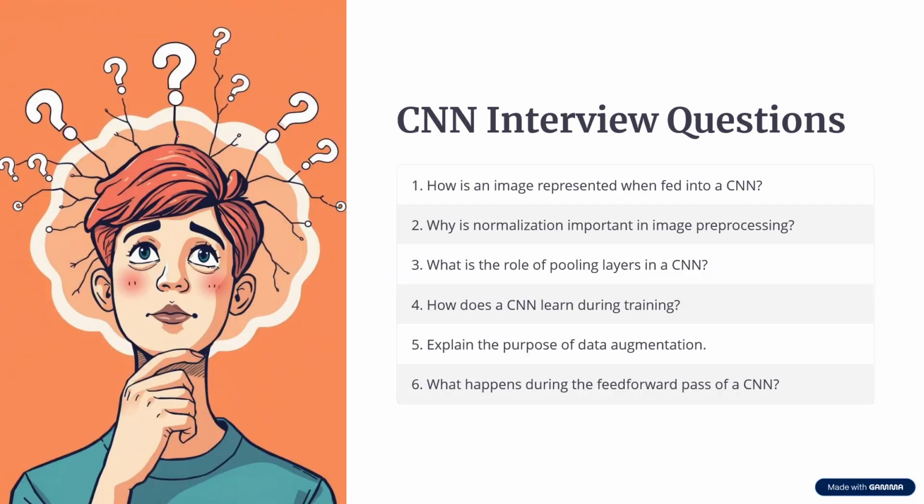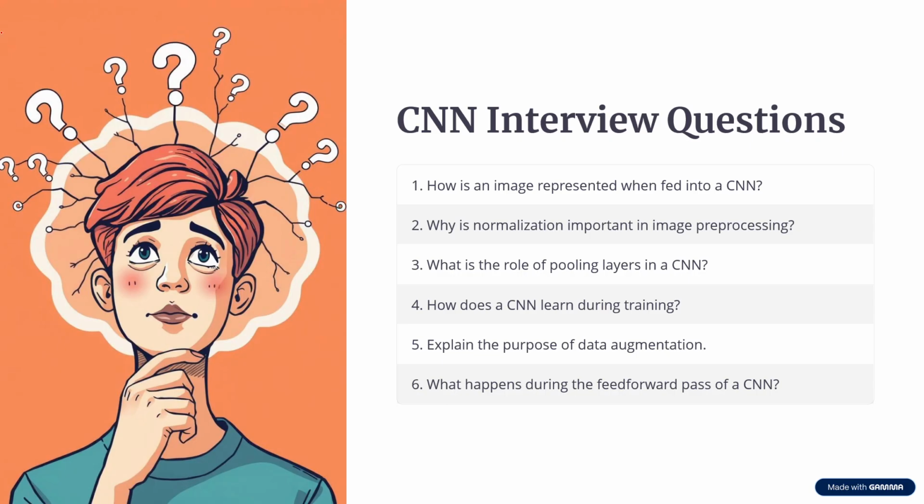Now the next slide is about CNN interview questions, based on what we learned previously. The first question is, how is an image represented when fed into a CNN? Does anyone know? If not, you can answer in the comment box.